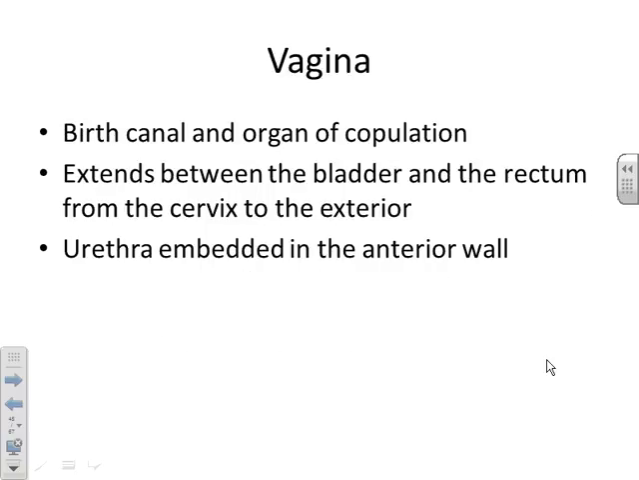The vagina itself is just simply an organ of copulation, or if pregnancy has occurred, it is a canal for the baby to use during the birthing process. The vagina does not actually have any other function.